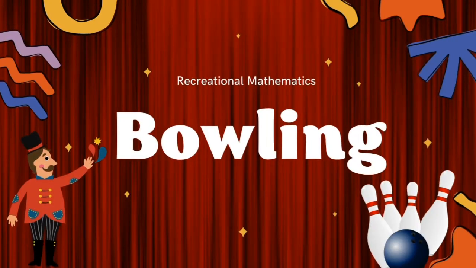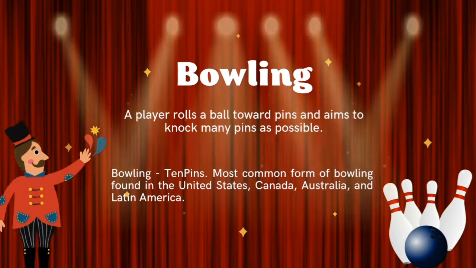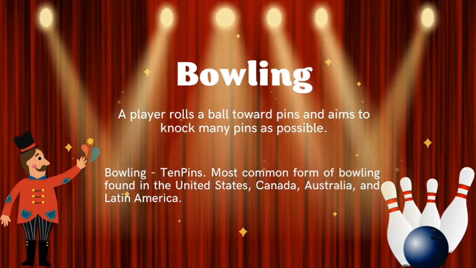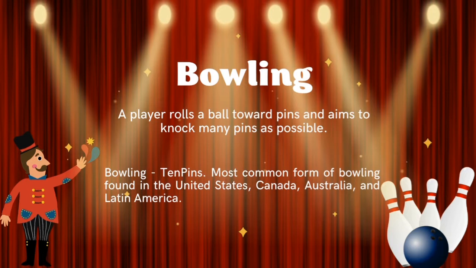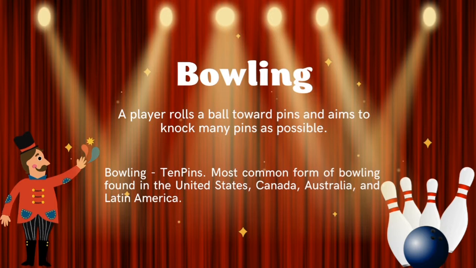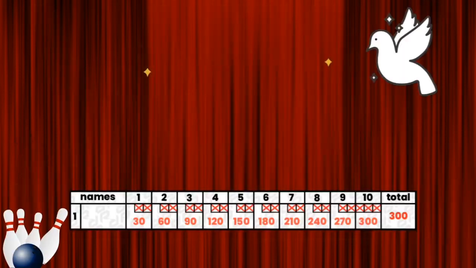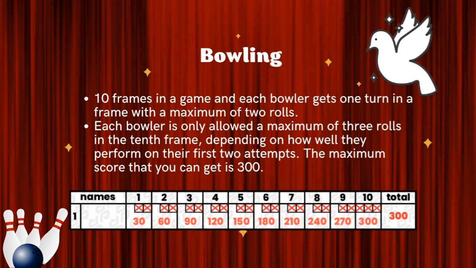Another recreational mathematics game is bowling, in which a player rolls a ball toward pins and aims to knock down as many pins as possible. Bowling, also known as 10 pins, is the most common form of bowling found in the United States, Canada, Australia, and Latin America. In bowling, there are 10 frames in a game, and each bowler gets 1 turn in a frame with a maximum of 2 rolls. However, each bowler is allowed a maximum of 3 rolls in the 10th frame, depending on how well they perform on their first 2 attempts.